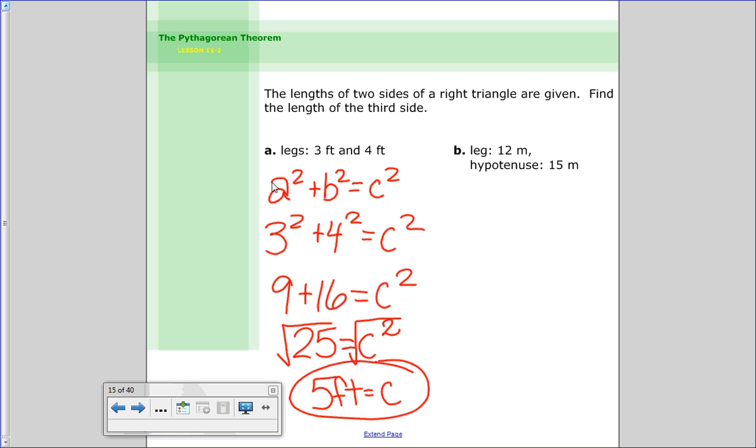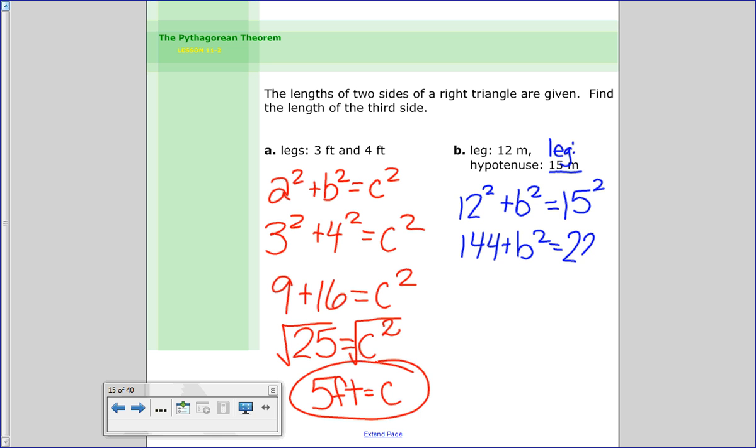Let's do B together. This time, if you notice, they tell us a leg is 12 meters, and the hypotenuse is 15 meters. So this time, they don't give us one of the legs. We're left to figure out what the other leg is. So this time we can't just put in 12 and 15 for A and B, because the hypotenuse, or C, is equal to 15. And then I'm just going to put 12 in for A, so this time we have to figure out what B is. But we start solving it the same way. We take what we know. Well, 12 squared is 144, plus B squared is equal to 15 squared, which is 225. This is what they have.